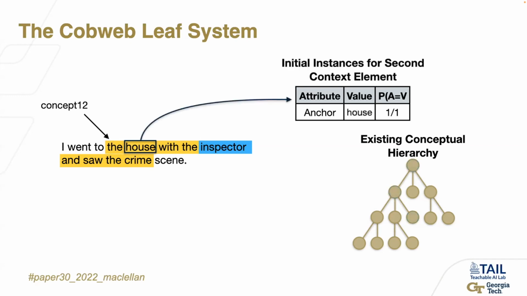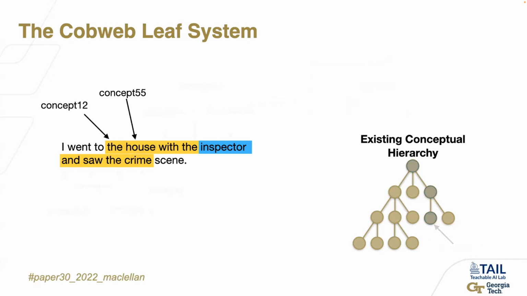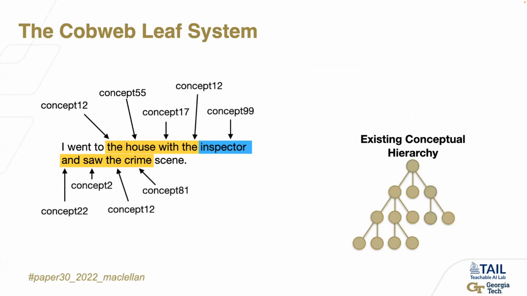Then we move on to the next word. And in this case, it's house. We create an instance for that. We sort it into our concept hierarchy, get a concept label, and attach that to the word. And this process continues for all the words within the context window. So we attach a label to each of the words.